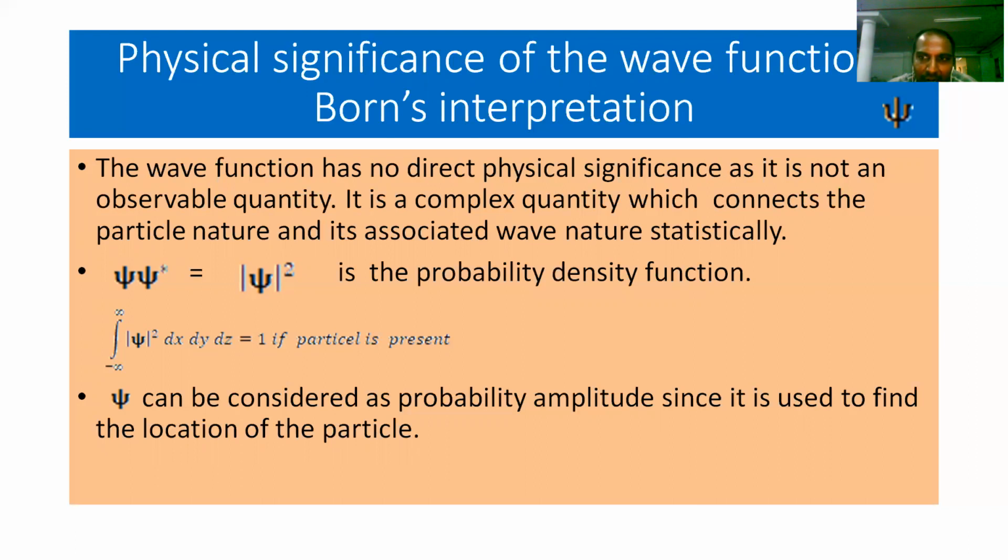You can find the position of the particle when it is moving. It can move along any direction. Therefore, the volume element d tau is nothing but dx dy dz. If the integral equals 1, the particle is present in the specific location. If it equals 0, the particle is not present at all. In that case, there is no need to obtain the solution. Therefore, finally, psi can be considered as a probability amplitude since it is used to find the location of the particle.